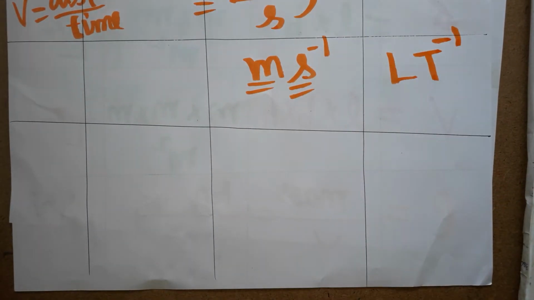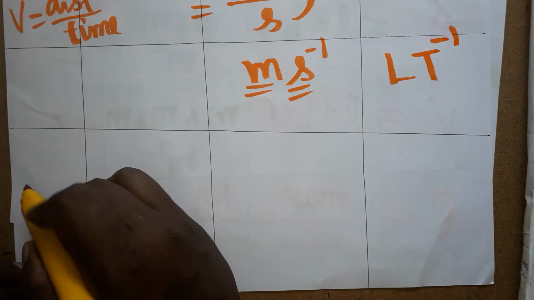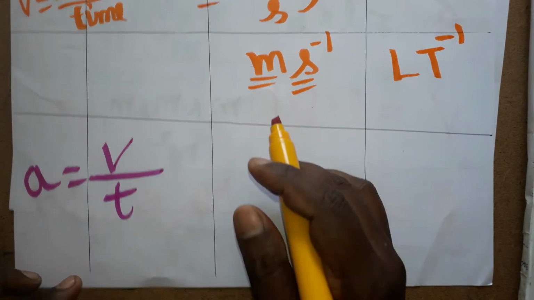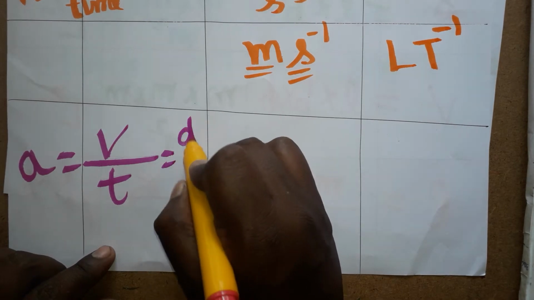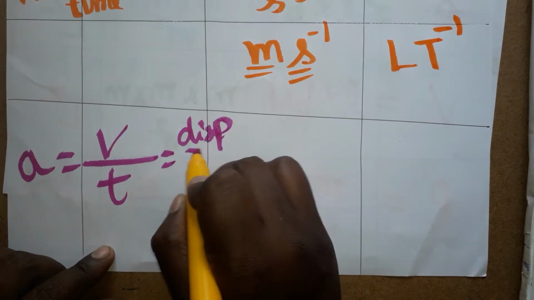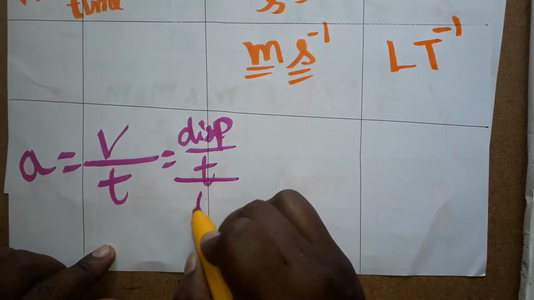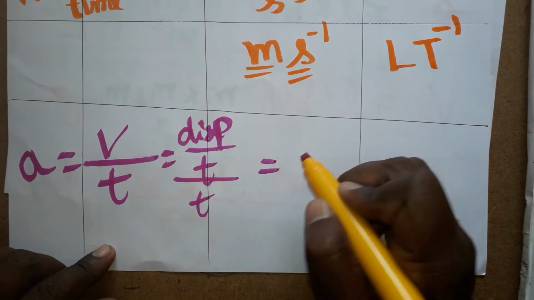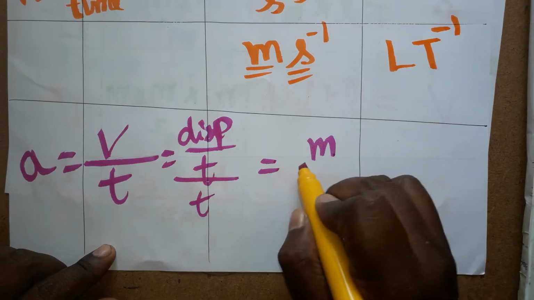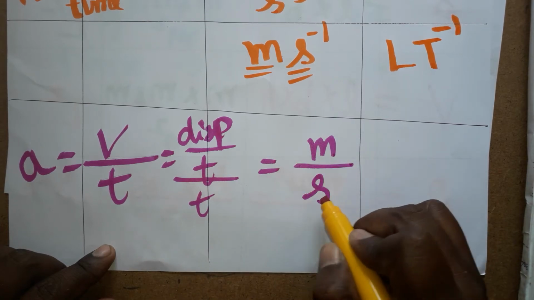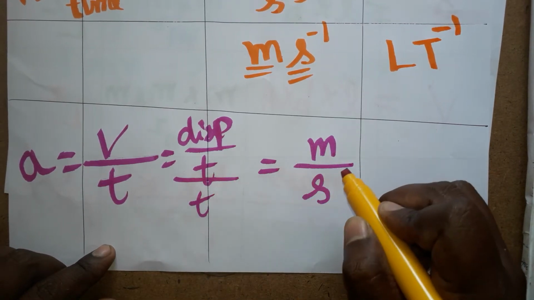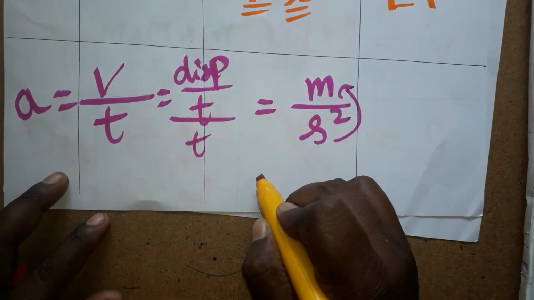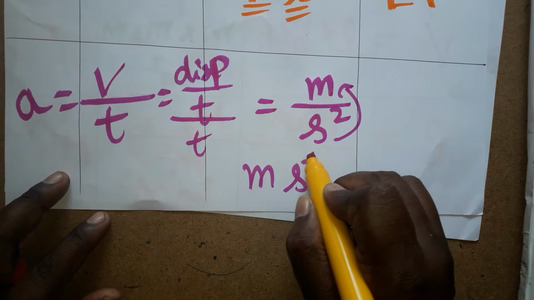The next thing is acceleration. Acceleration is equal to velocity by time. Velocity, as we already know, is displacement by time. So velocity by time is displacement by time by time, which gives displacement by time square. The displacement unit will be meter, and the time unit is second, so the product of time into time gives time square, second square. Taking the second square from the denominator to the numerator, meter second minus 2.